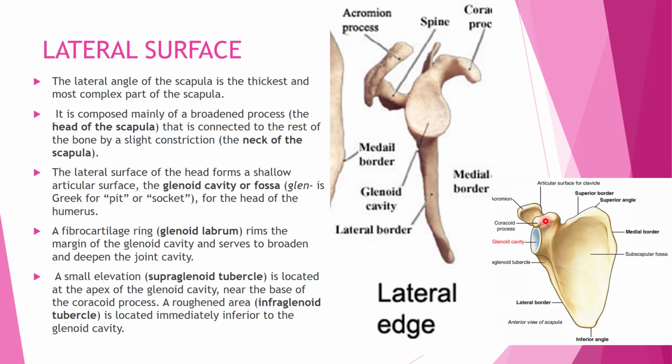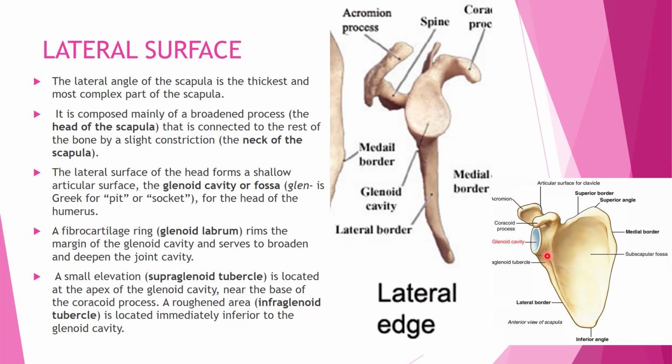The lateral surface of the head forms a shallow articular surface which is called the glenoid cavity or the glenoid fossa. Glen is a Greek word which means pit or socket, and it is for the head of the humerus to form the shoulder joint. In this diagram also you can see this is the head of the scapula and it is connected to the rest of the bone by a constricted part which is called the neck of the scapula, and this glenoid cavity is a shallow pit or a socket for the head of the humerus.